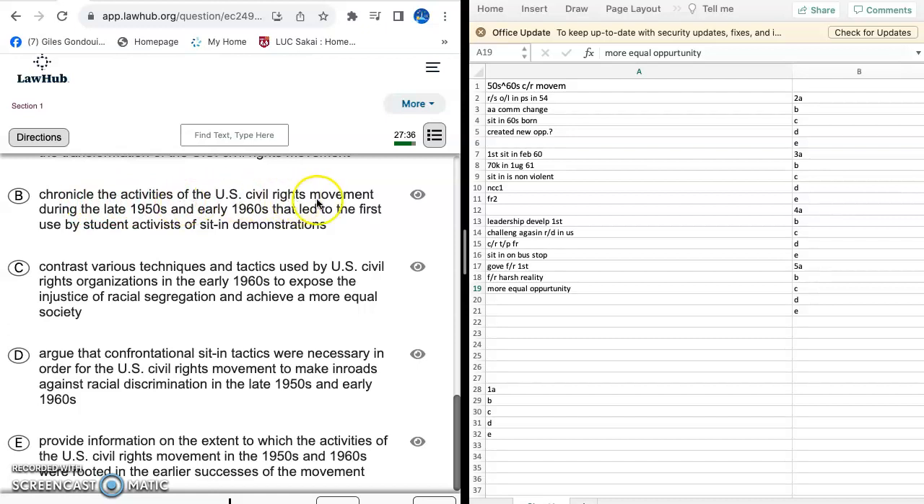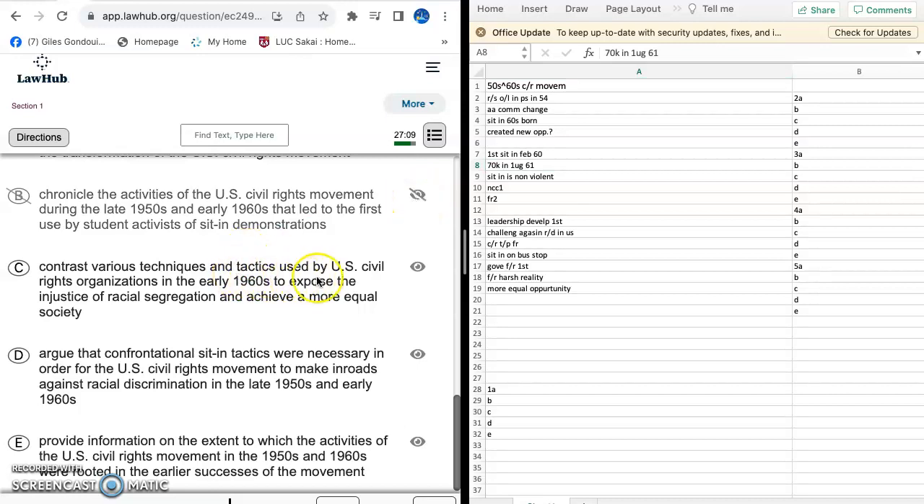Chronicle of the activities of the civil rights movements during the late 1950s and 1960s that led to the first use by student activists of sit-in demonstrations. It wasn't really chronological detail in between the 50s and 60s. If you look around here, we have information regarding 61, and that's after the 50s. So we're going to have to remove that.